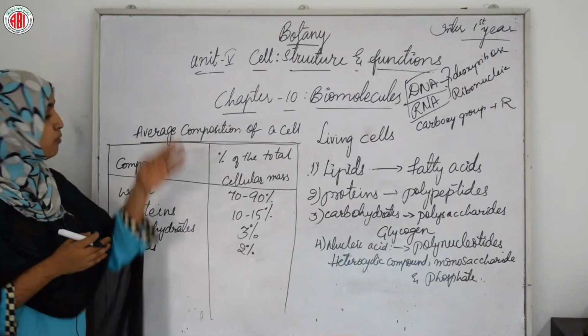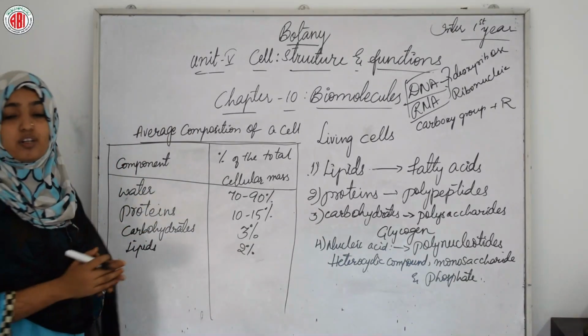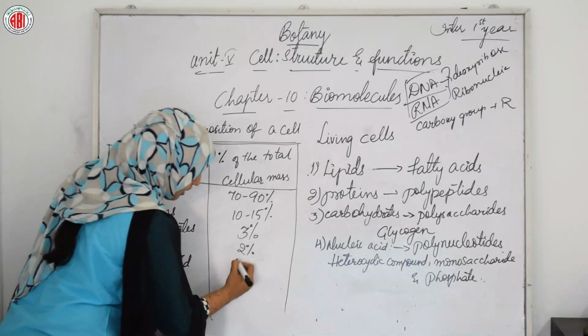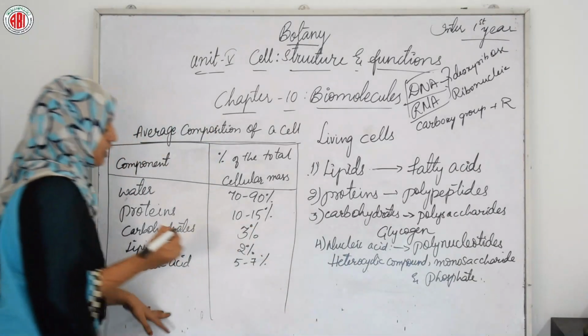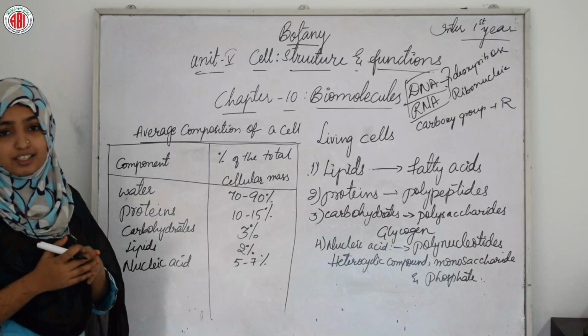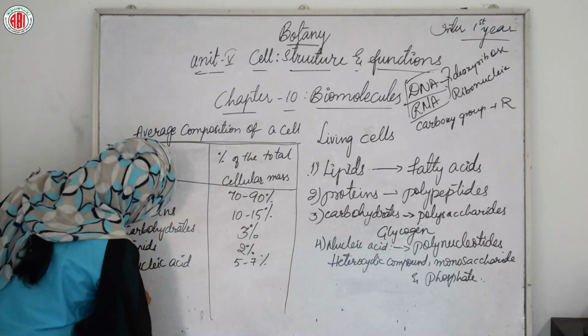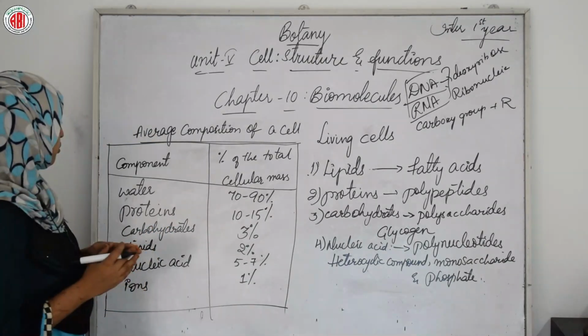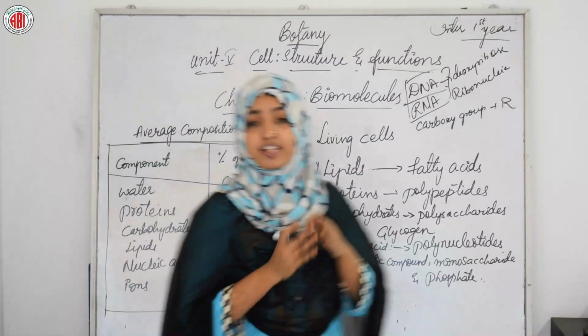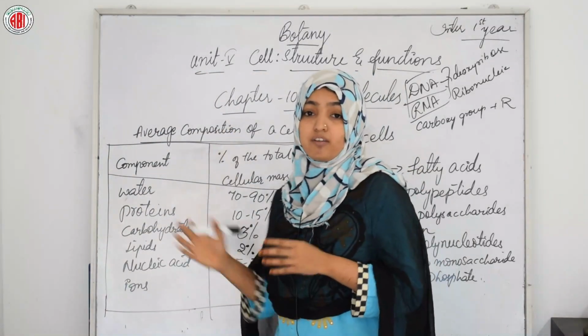And the last biomolecule, that is none other than the nucleic acids, the composition will be around 5 to 7%, and few ions will be present in a living cell, that will be around 1% only. So this is the average composition a living cell will be having.